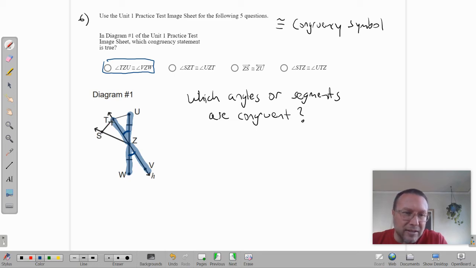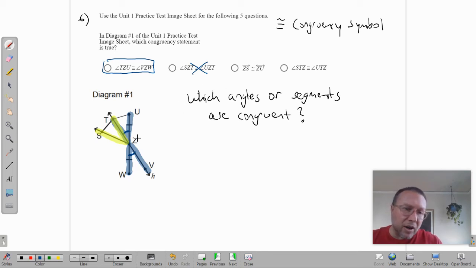SZT, so SZT is this angle here, and UZT, the one that's next to it. So we're saying these two angles here. Even though they look congruent, I can't say that they are congruent because there's no arc, right? There's no little congruency arc there. So I cannot claim that those two things are congruent. If there was, I could, but there's not.